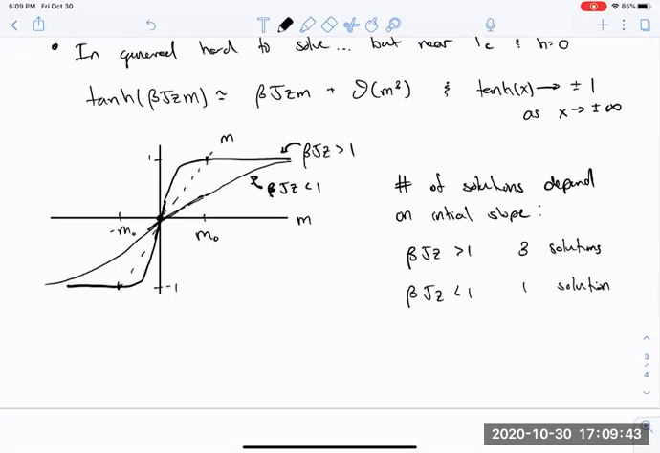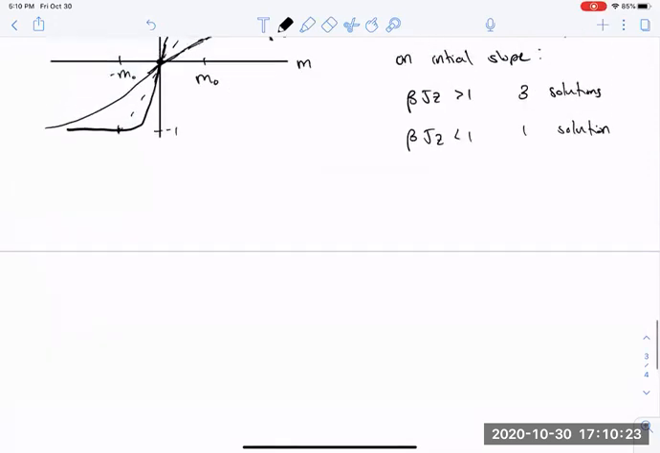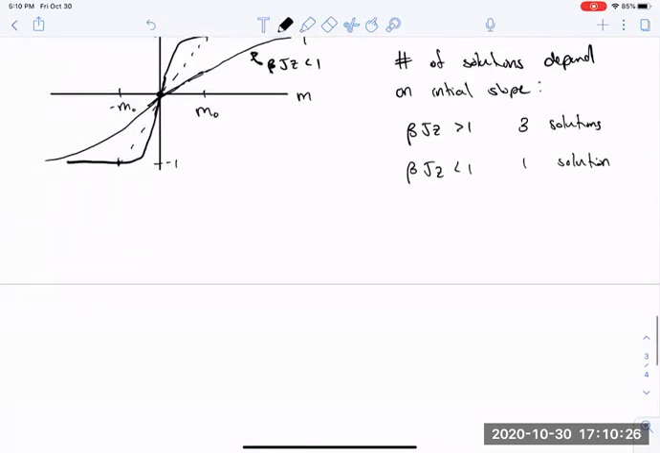So again, for beta J z greater than 1, at a particular temperature where that condition is satisfied, we have 3 solutions: a trivial solution at 0 and 2 degenerate solutions at plus or minus m naught. For beta J z less than 1, there's only 1 solution, at 0. Thus, there must be some value of beta for which that behavior changes between 1 solution and 3 solutions. That temperature is then identifiable as a critical temperature, as the point at which there is a symmetry breaking between 2 non-trivial values of the magnetization.